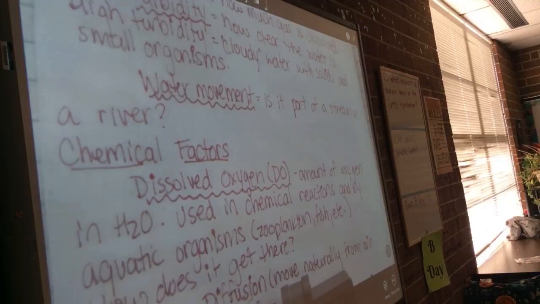So if you think about aquatic organisms, and aquatic organisms mean organisms that live solely in the water, and if you live solely in the water, you do not have lungs. You need to make sure that you have oxygen in the water in order to survive. Zooplankton is basically teeny tiny water animals that you usually need a microscope to see. Fish need oxygen.